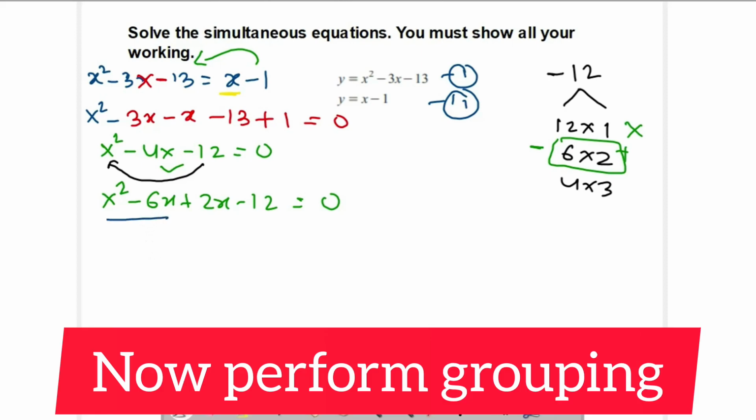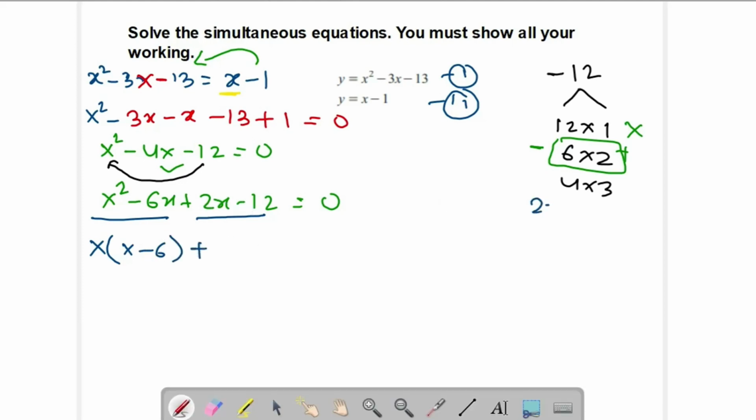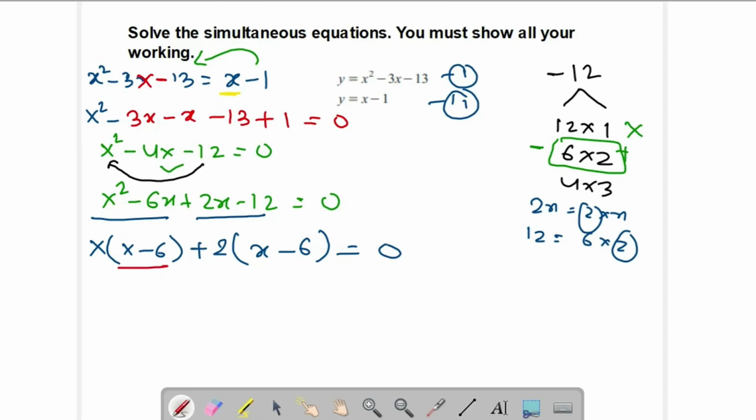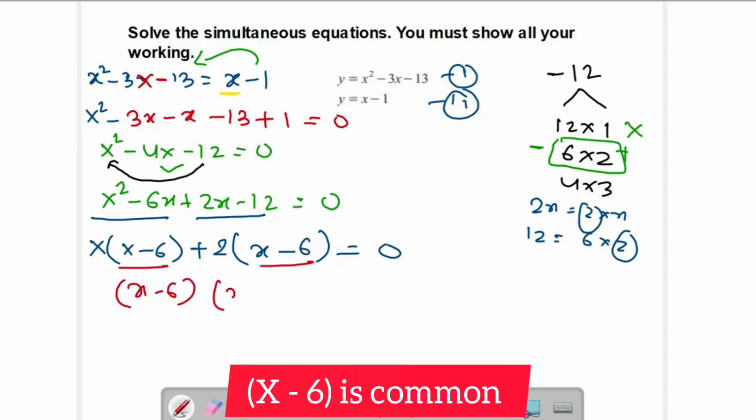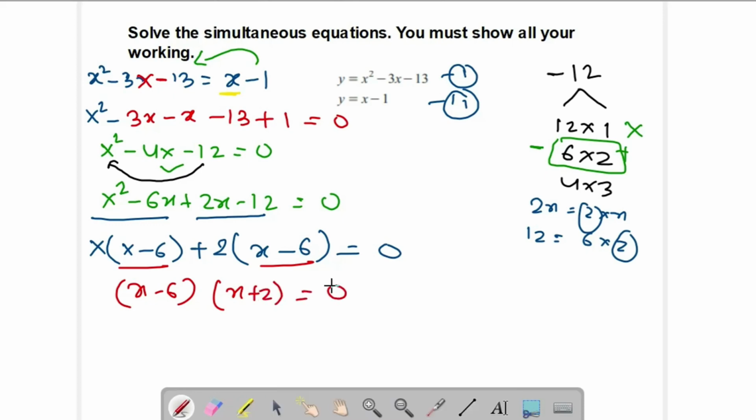Okay, now what we can do? We can do the grouping of these two. We will write x common, x minus 6. Then 2: if you see 2 into x, and 12 we can write as 6 into 2, so 2 is common. I am going to take it common. So what is remaining? x minus 6. Now if you see here, x minus 6 is common, so I am going to write x plus 2.